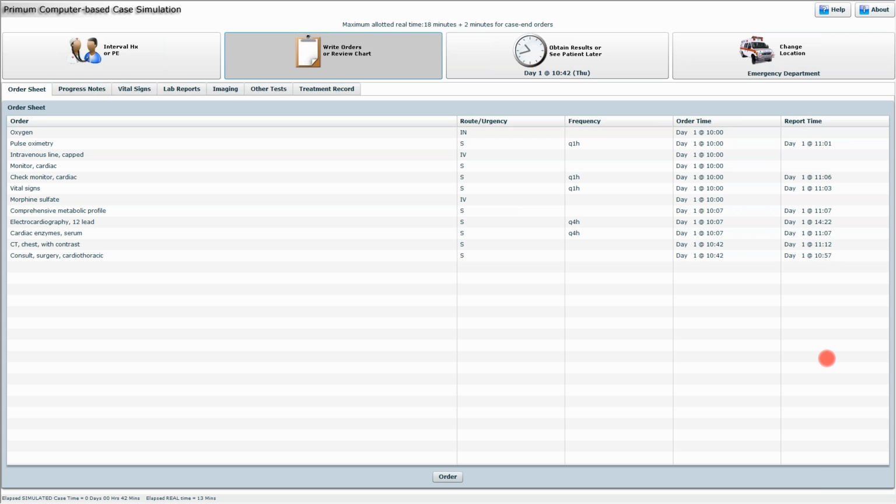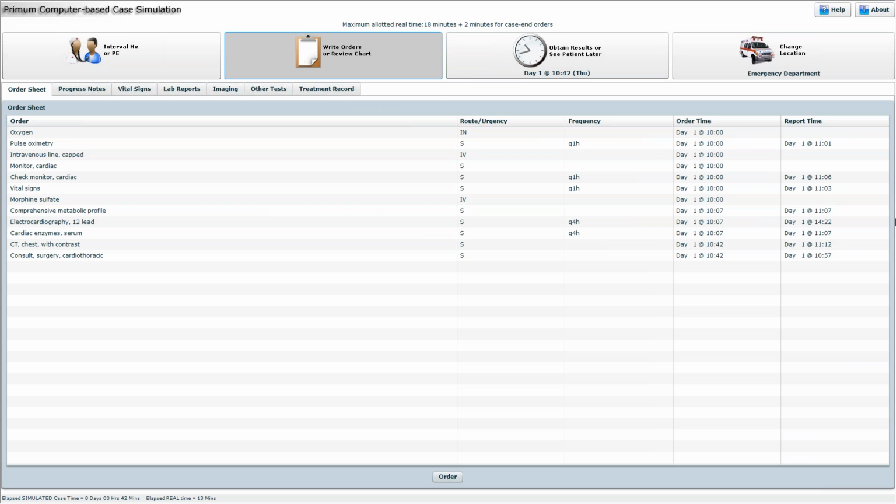Now what happened to your sequencing? A CT chest is coming back after the surgical consult. The cardiothoracic surgery is still going to see the patient before the CT chest comes back. And he's going to say no. Is that a real no? No. The software is tricking you.